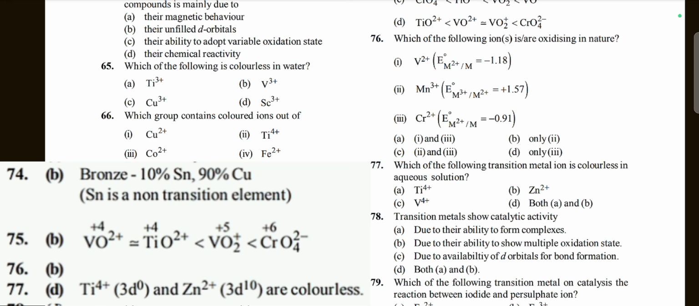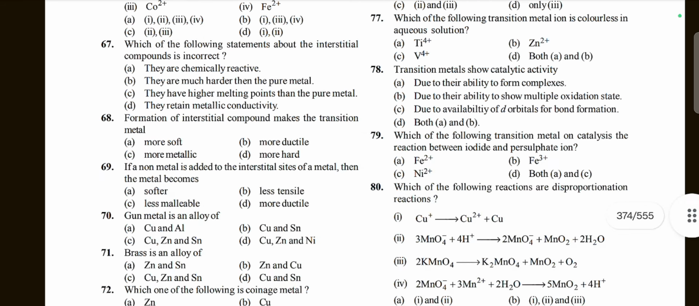Only two. Which of the following transition metal ions is colorless in aqueous solution? Option D will be the answer, both A and B, since both of these, Zn2+ and Ti4+, have zero unpaired electrons. Transition metals show catalytic activity due to their ability to form complexes and due to their ability to show multiple oxidation states. So both A and B will be the answer.